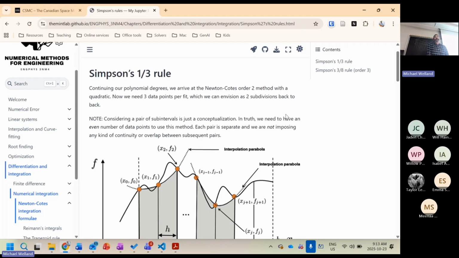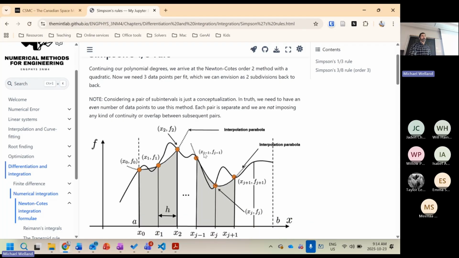Okay. The Simpsons. Continuing the polynomial degree, right? I told you this was the engineering approximation. We arrive at Newton-Cotes order 2, which is, not surprisingly, a quadratic. How many points do you need to fit a quadratic? What we can do is envision 2 of these subdomains back to back. So we're creating sets of subdomains, and this is how we're going to analyze this thing. It is the conceptualization. There's nothing magic about it.